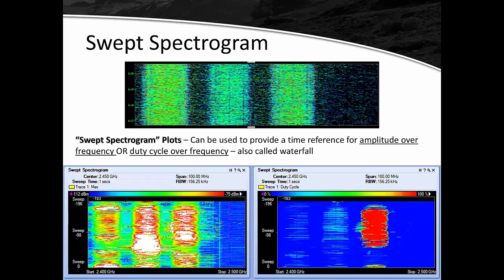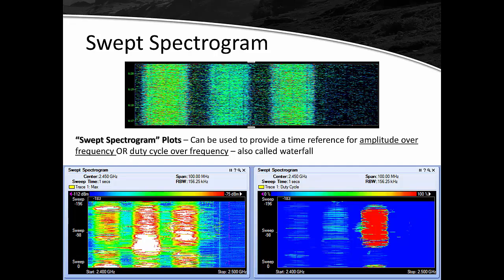Then we have the swept spectrogram view. Now this is the simple fact that your spectrum analyzer is going to sweep across the spectrum and then sweep again and sweep again. And it's going to have sweep times. How many times per second does it sweep the spectrum? And this is simply going to give you then a readout of the energy for each sweep.